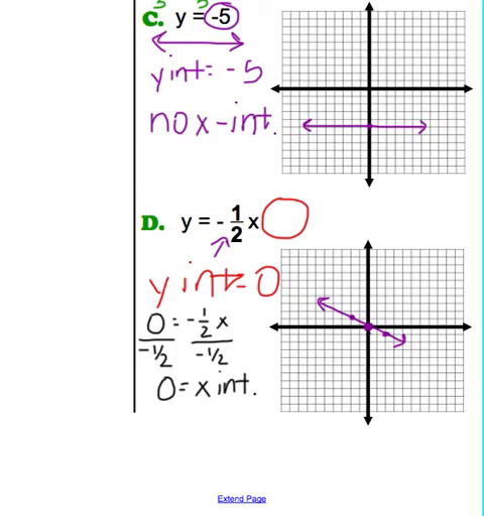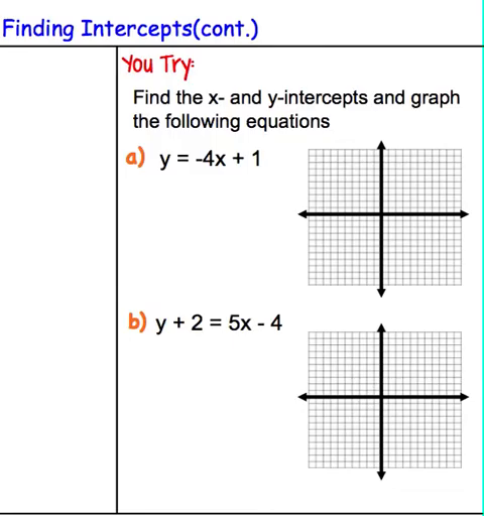What you need to do now is go ahead and complete these two problems, y equals -4x plus 1 and y plus 2 equals 5x minus 4, and find the x and y intercepts, graph them, and then you can go ahead and write your summary and bring your questions to class tomorrow.